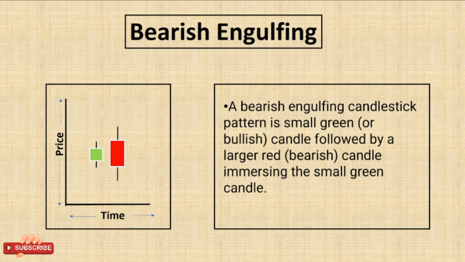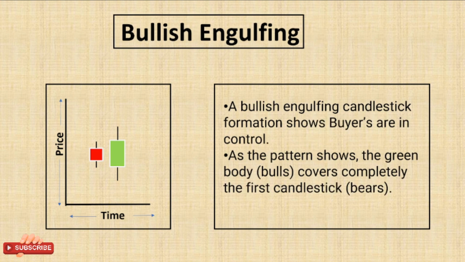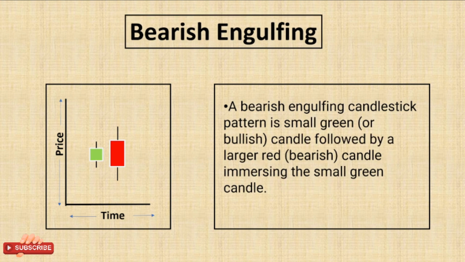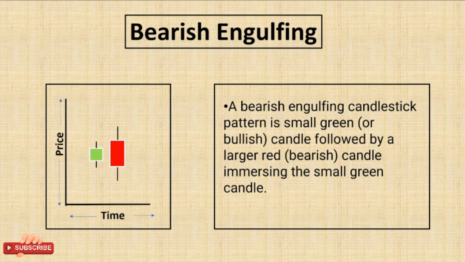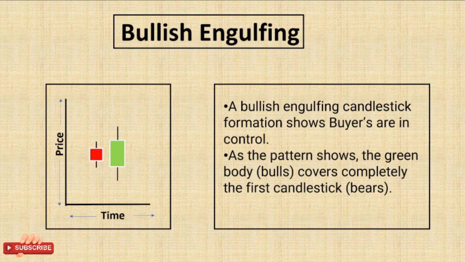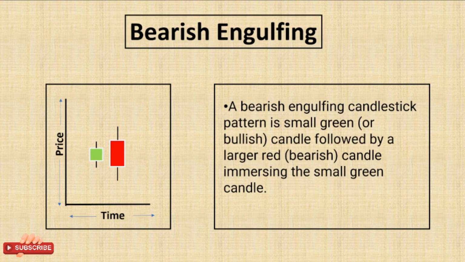Whereas bearish engulfing is the opposite of bullish engulfing. The first candle will be green, whereas in bullish engulfing the first candle is red. So bearish, green; bullish, red. In the bearish engulfing, first the green candle, then the red candle. The red candle will fully engulf the green candle. So in this case, the price will go down.